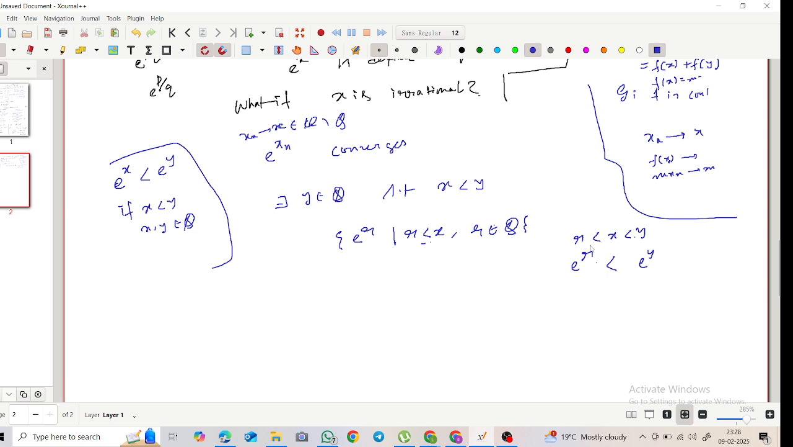True? So this set is bounded by e to the power y. This is a bounded set, so it has a supremum. Define, call it gx. Okay. Call this set gx. Define e to the power x to be supremum gx. Clear? Is it clear now?